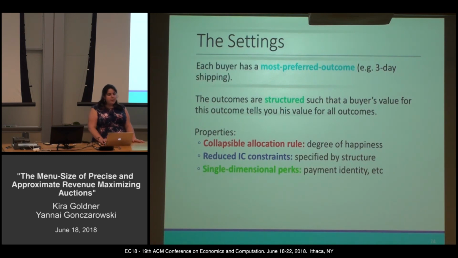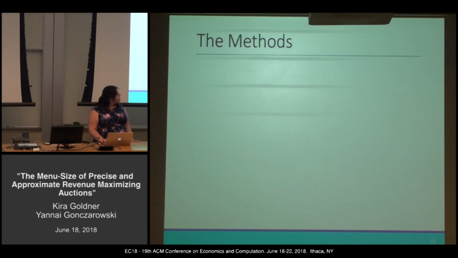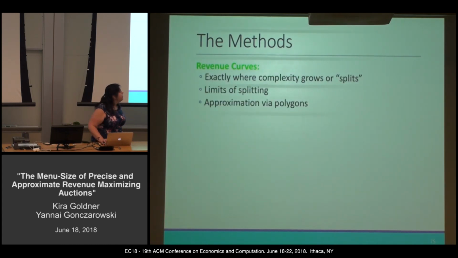And so this is why we can map menu complexity to this much finer realm. And so the methods we've been talking about were revenue curves, where we talked about exactly where the menu complexity is growing because the prices are splitting into randomizing over prices. And there was this limit to splitting because we were dealing with just these straight lines in this concave upper bound. And then we talked about how you can also even do approximate revenue and limiting your menu complexity by polygon approximation because we're talking about revenue curves.